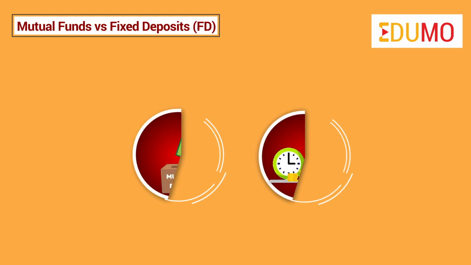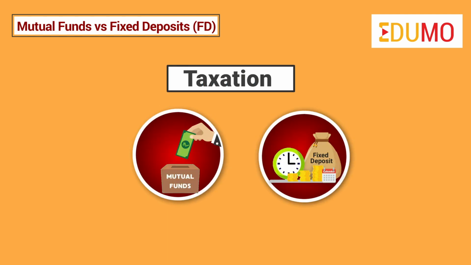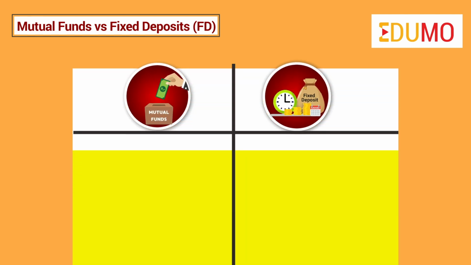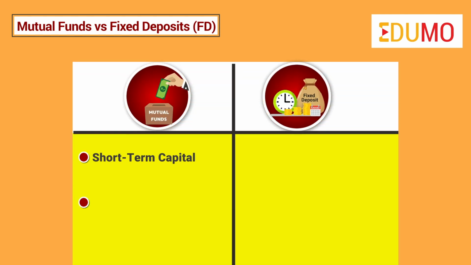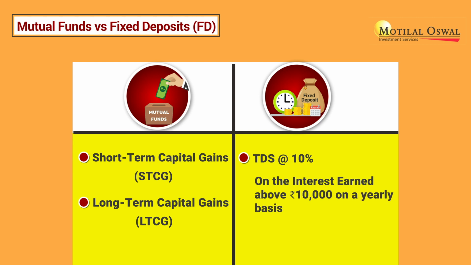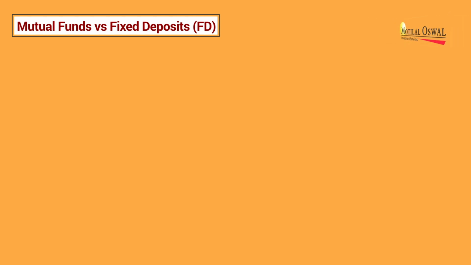Now, let's talk about the taxations on these investments. The profits made from mutual funds are subject to capital gains tax on a short-term and long-term basis. Fixed deposits are subject to a 10% tax deducted at source, or TDS, on the interest earned above Rs 10,000 on a yearly basis. Now, we've understood some basic features of these investments.